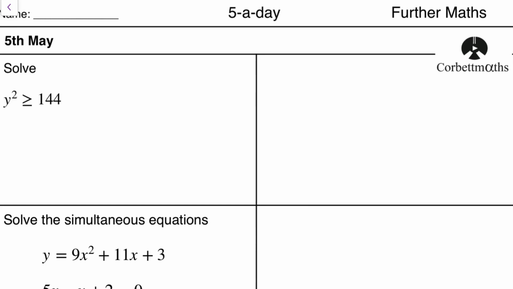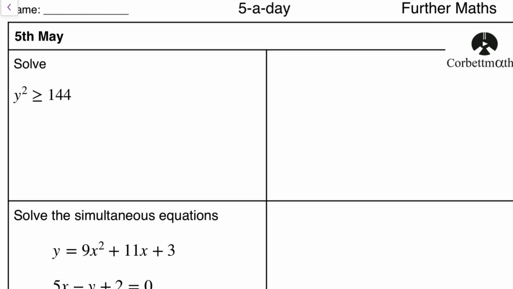What do we have? Now, this is an interesting question because on the face of it, it says I want all the values of y that are greater than 144 when I square y. So square root both sides, so y is greater than 12. That is, of course, not right.